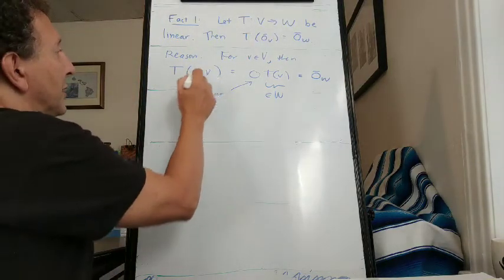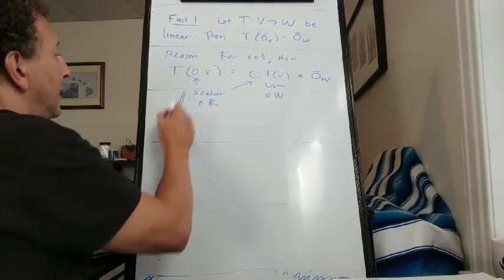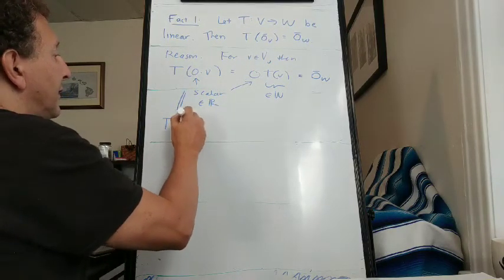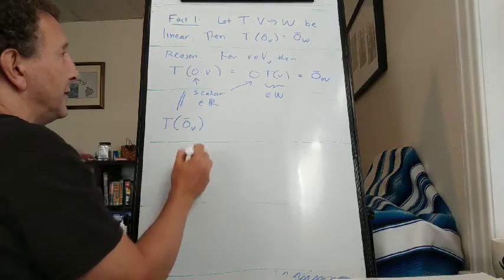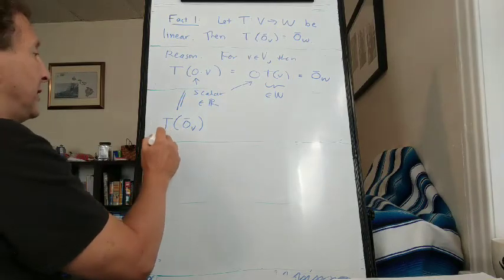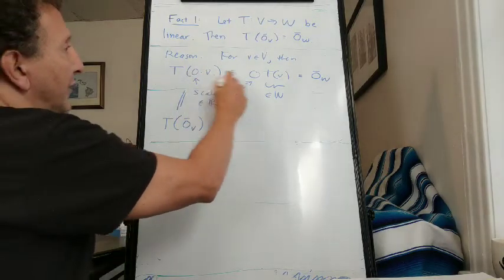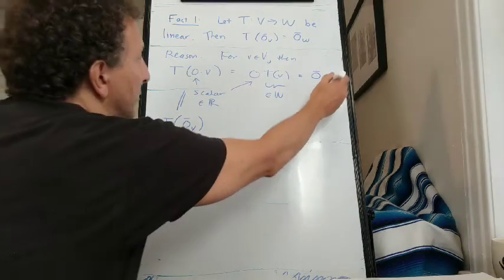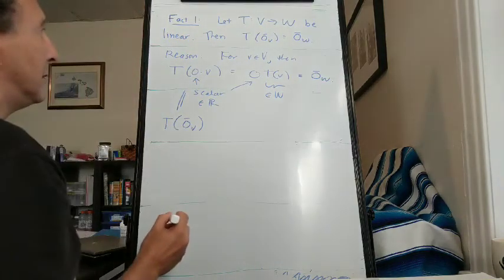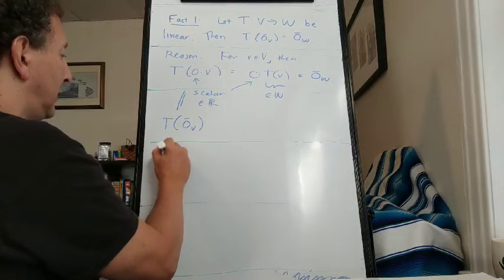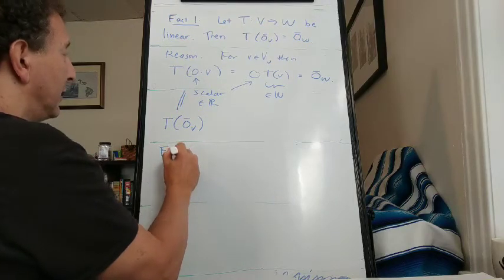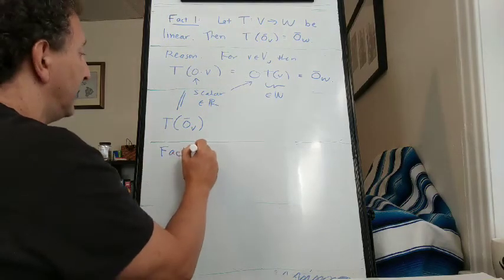But 0 times an element of V is the 0 vector in V. So here we have it, T of the 0 vector of V has to be equal to the 0 vector of W. So sort of an easy fact.